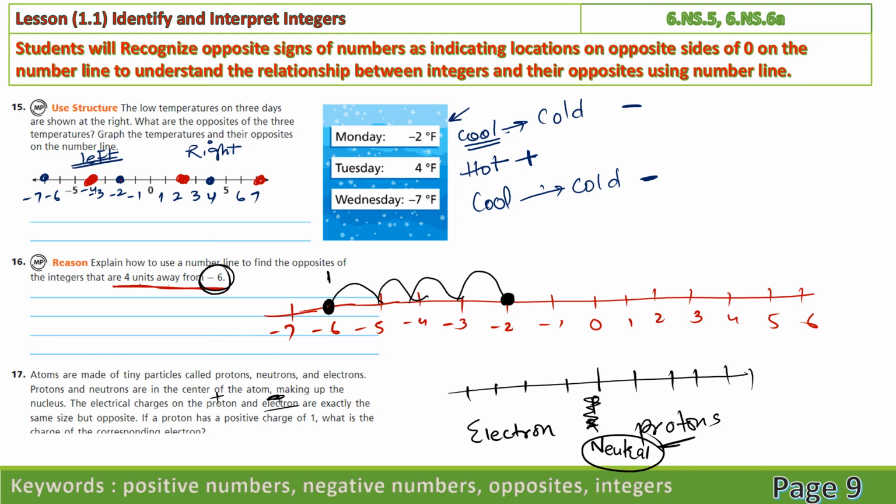If a proton has a positive charge of 1, what is the charge of the corresponding electron? Of course, if the charge of 1 is plus, it is said to be proton. So the electron will be -1, because the electron is the opposite of the proton.